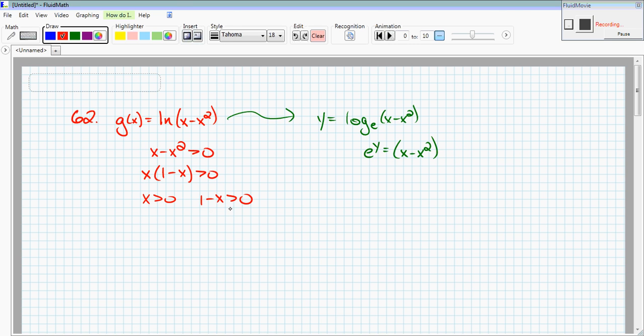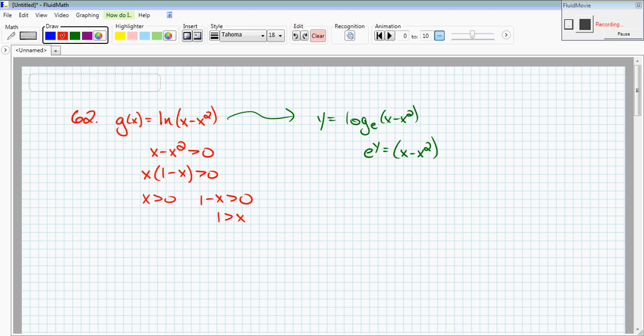Now, for this second inequality, I'm going to add x to both sides, and I'm going to get that x has to be less than 1. So in order for 1 minus x to be greater than 0, x has to be less than 1. And if you take a look at these values, for 1 minus x, obviously if you pick 1 or anything greater, it's going to be 0 or it's going to be negative.